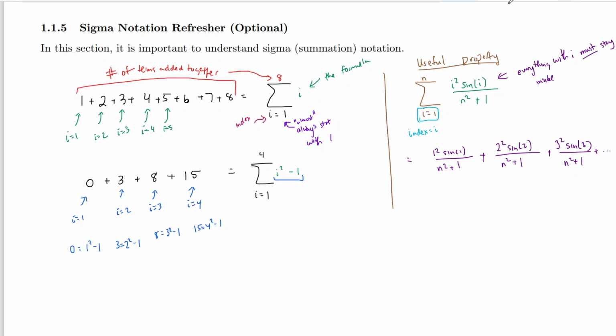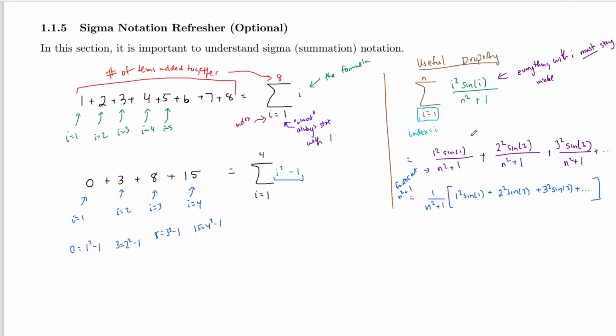however many we have. But because this n squared plus 1 is never changing, you can factor it out. It's in the denominator, so when you factor it out, it's 1 over n squared plus 1. Then you're left with all the numerators. So when we take this out of the denominator, we have 1 squared times sine of 1 plus 2 squared times sine of 2 plus 3 squared times sine of 3 plus however many there are.